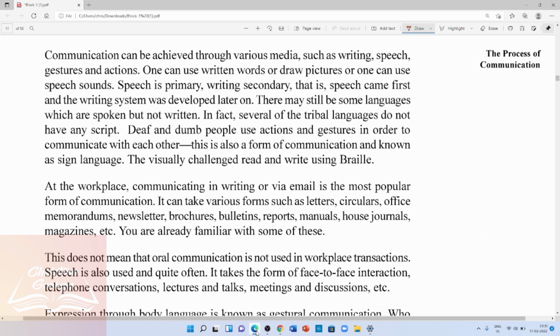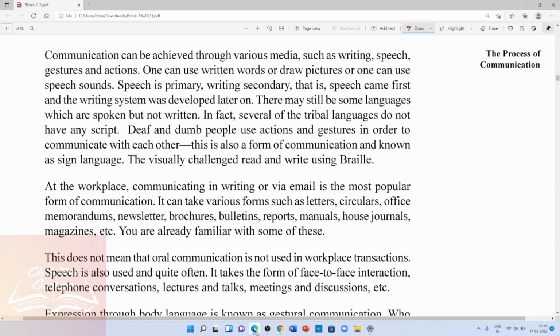Communication via email could be the most popular form of communication if we look at the workplace scenario. It can take various forms such as letters, circulars, office memorandums, newsletters, brochures, bulletins, reports, magazines, etc. I hope you must be familiar. But this doesn't mean that oral communication is not used in workplace transactions. Of course, oral communication is also used. Speech is used quite often, I should say.